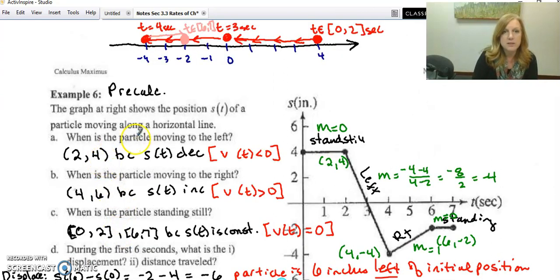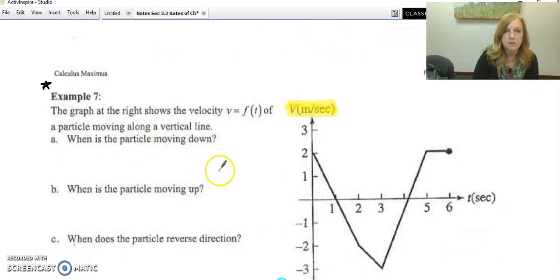What we said previously, the particle moves left when the position decreases, which is when velocity is negative. The particle moves right when the position increases, which is when velocity is positive. And then you stand still when you have an interval where the velocity is 0 because the position function is constant. All right, so let's take a look at that over here.